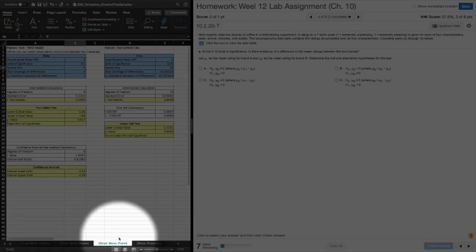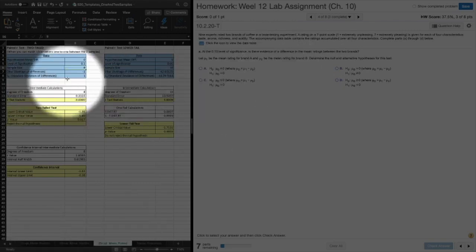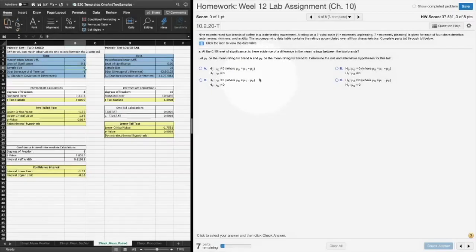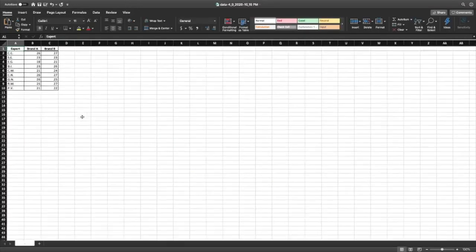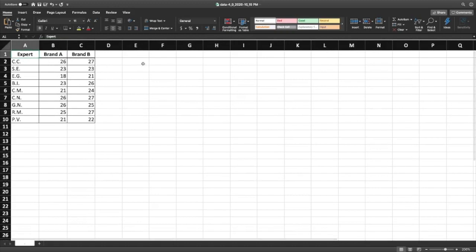I already selected this out here. All I need to do is fill in these values. But where do I get the values? Let me get the data first. It's this data. Let me open it in Excel. Here's my data. Let me zoom in on it. Okay, remember what I got to do here? I got to take the difference, A minus B.